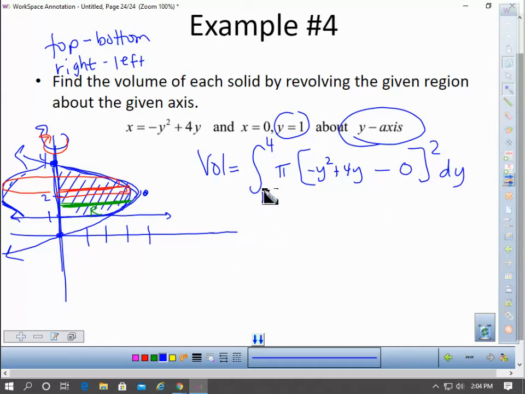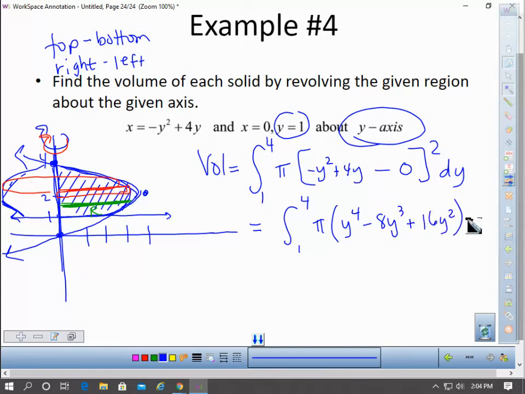All right, now, to simplify this, I'm going from 1 to 4, pi, and all I've got to do is square this guy right here. When I square this guy right here, it's going to make y to the 4th. Then my middle term is I multiply and double. So if I multiply these together, I'm going to have negative 4y cubed. So I double it, make it negative 8y cubed. And then this term squared is going to be 16y squared.